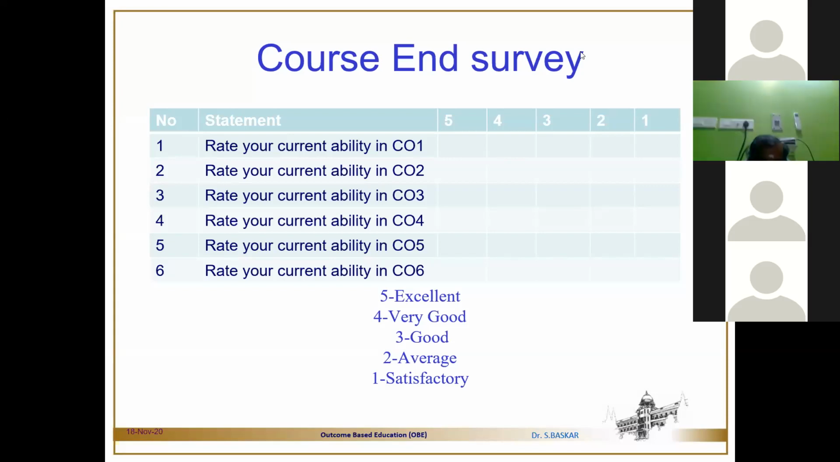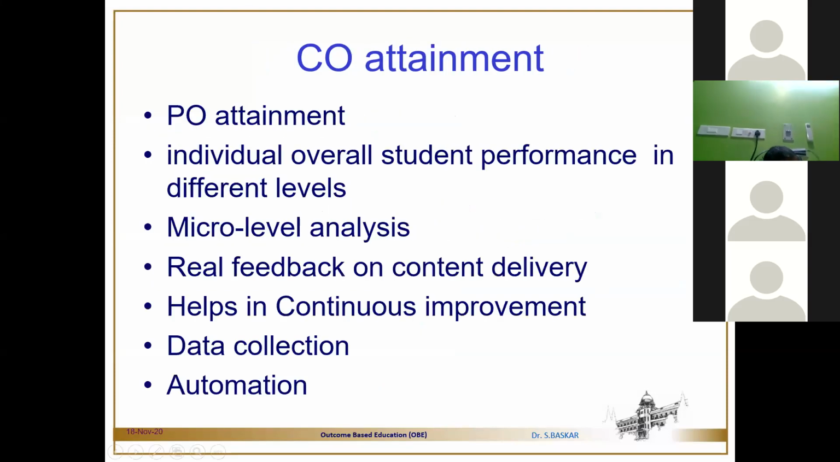Now we have completed direct and indirect assessment of COs. Let us move on to program outcome attainment now. Before that, what are the advantages of CO attainment? CO attainment will be used for PO attainment. The PO attainment will be purely based on CO attainment. Therefore, once CO attainment is calculated, the same data will be used for calculating the PO attainment.